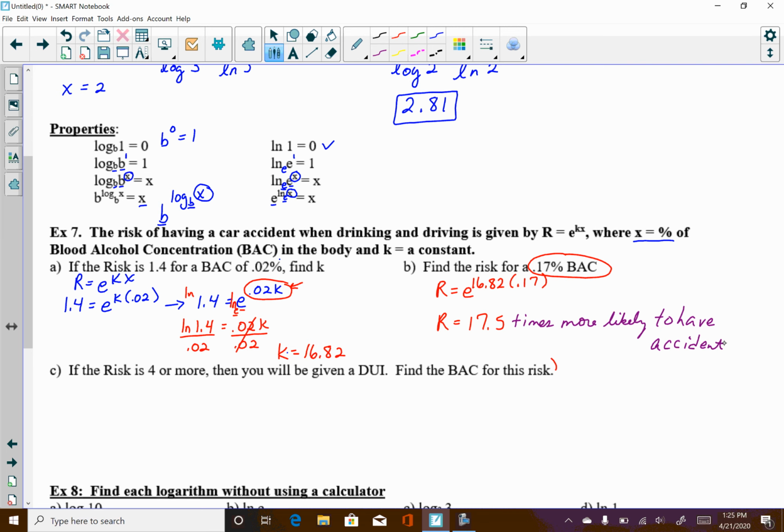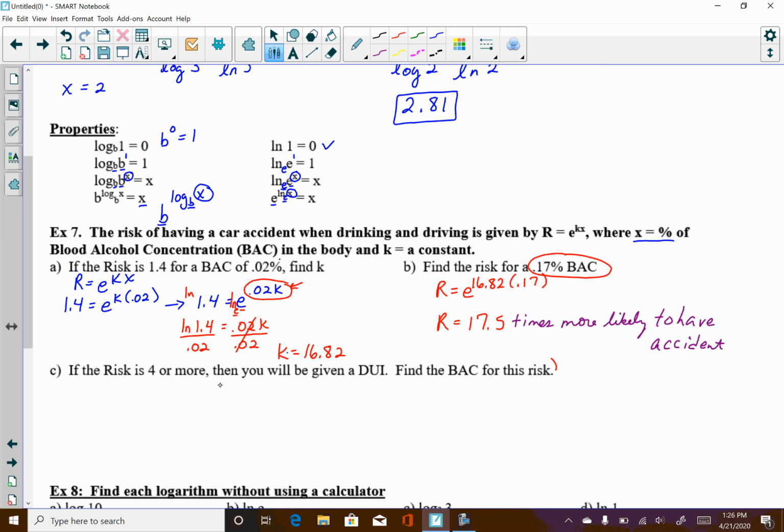All right, so we'll scoot on down to part C. It says if your risk is 4 or more, then you would be given a DUI. So they want us to find the blood alcohol concentration for this particular risk. We should expect it to be 0.08, right? Because that's the legal limit. So it should be essentially at that or higher, because it says if it's 4 or more.